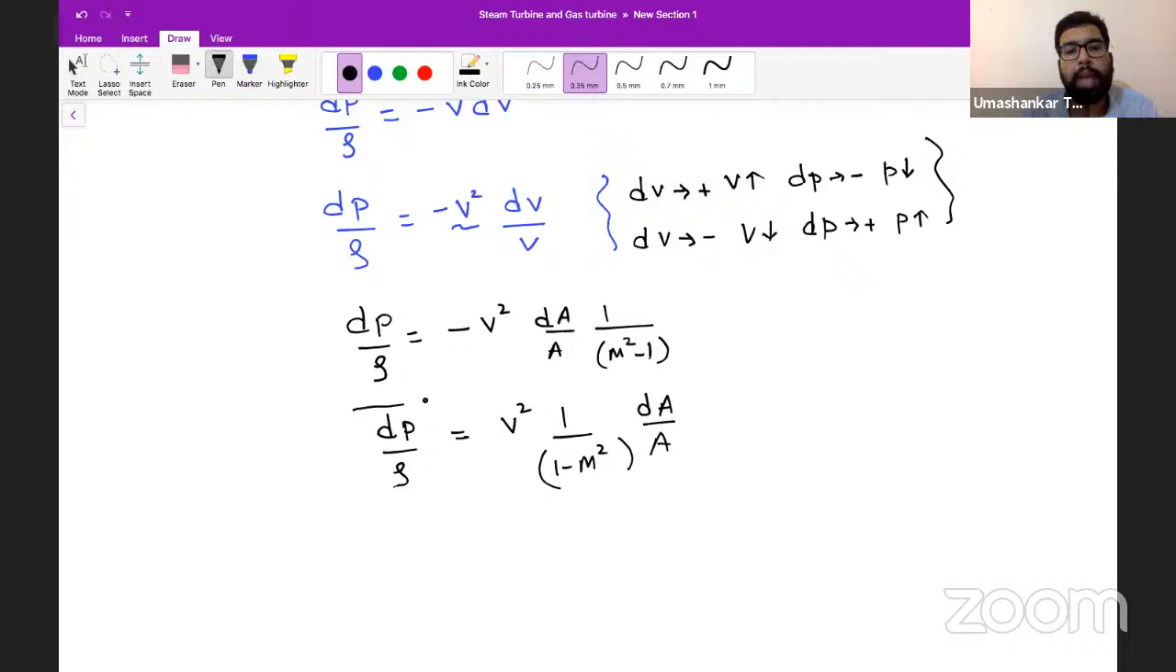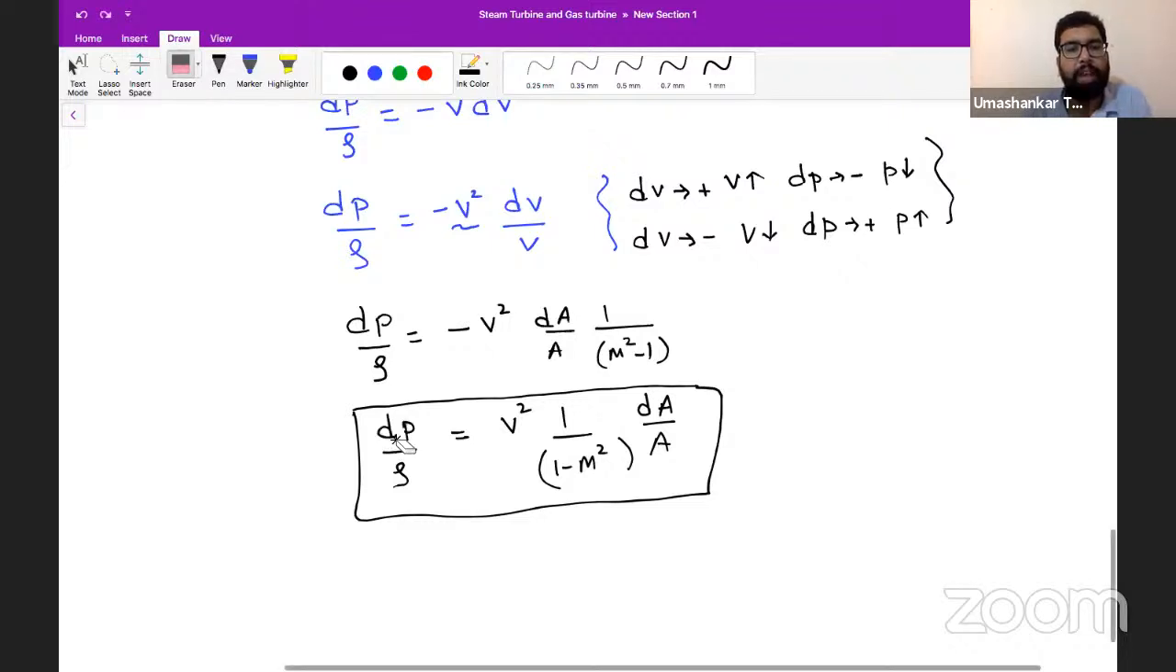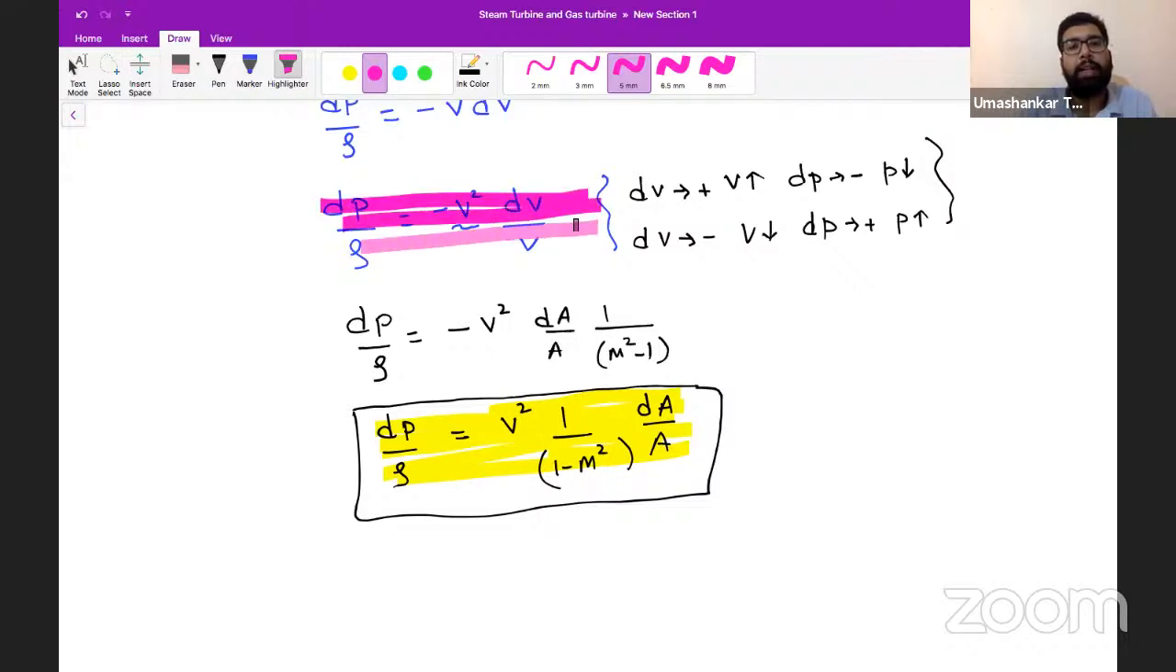So this can be used as a relation to find the changes of pressure with respect to area if I have some value of density and velocity. But the relation between velocity and pressure, what will happen with velocity and pressure, we can already observe from this relation. So till now, we have developed the relation between velocity and density.